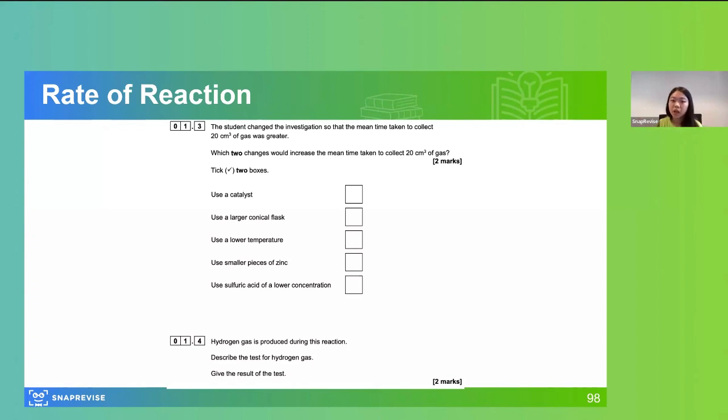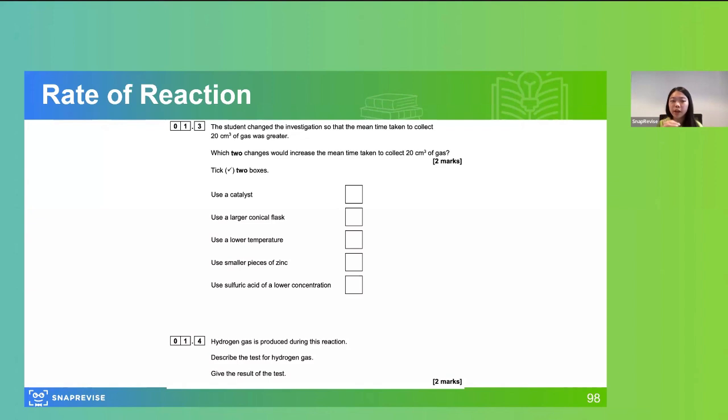So what would the changes be? If you want a lower rate of reaction, you're going to have to do the opposite of what I just basically told you. So essentially using a lower temperature, using a higher temperature is going to increase it. So you want a lower temperature to decrease the rate of reaction for the time to be longer. Catalyst is going to increase it, so that's wrong. Larger conical flask isn't going to do anything, that's wrong. Smaller pieces of zinc means larger surface area. So that's also going to be wrong. So your only answer left is going to be use sulfuric acid of a lower concentration. That is the answer for this specific question.